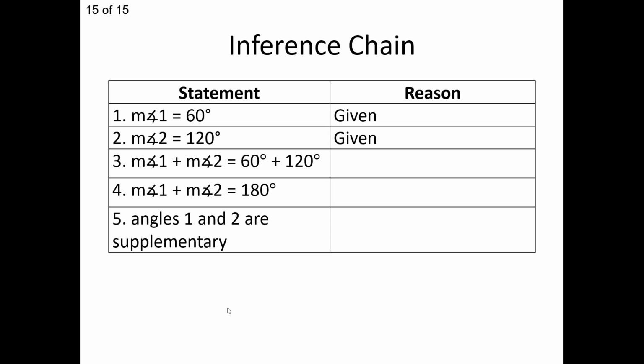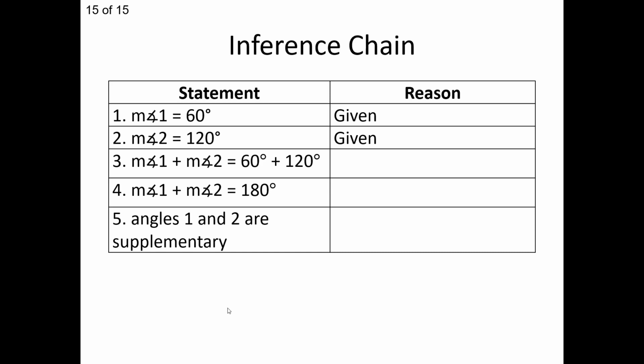If we take a look at our first two statements, the measure of angle 1 equals 60 degrees and the measure of angle 2 equals 120 degrees, look at the reason column. It says both are given. That's because in all of our inferences so far, I made an initial statement. Those are what we call the given statements. What follows from those are what we call the inference statements. Statements 3, 4, and 5 are inference statements that I'm drawing from the first two made statements, statement 1 and statement 2.